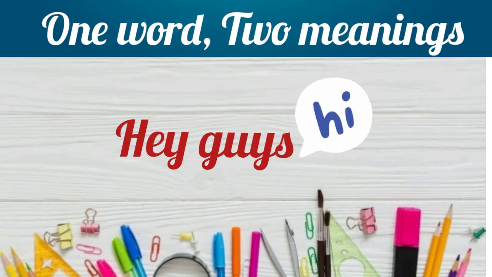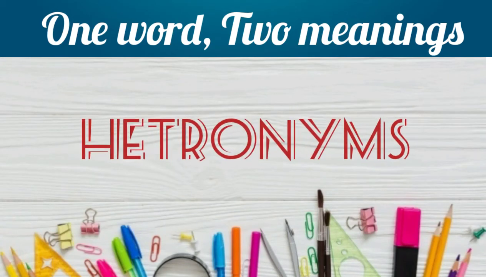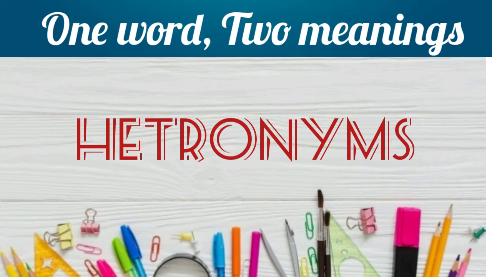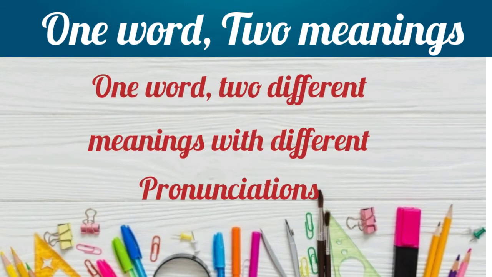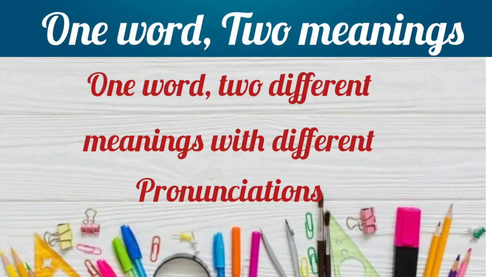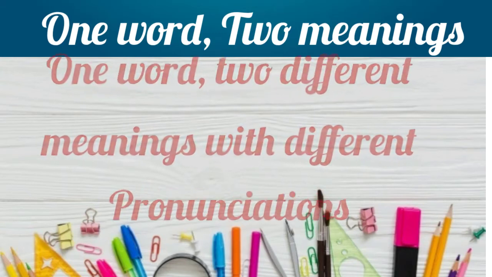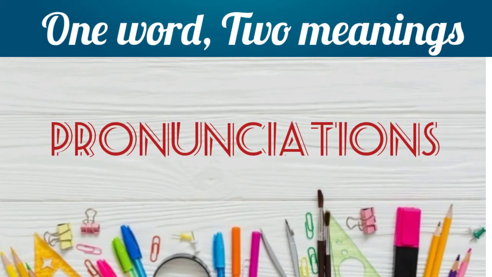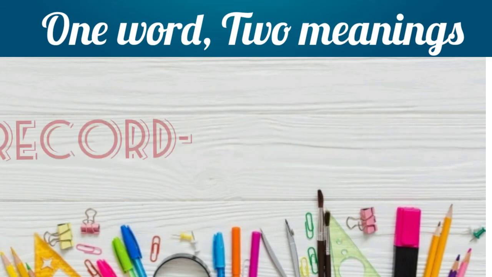Hey guys, today's topic is one word and two meanings. It means heteronyms. Heteronyms are words that have the same spelling but two different meanings with different pronunciations. Pronunciation is differentiated by stress on the syllable and vowel realization. There are many different reasons to highlight the different sounds. So without wasting time, let's start.